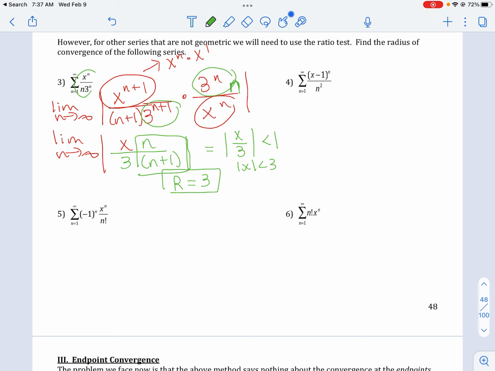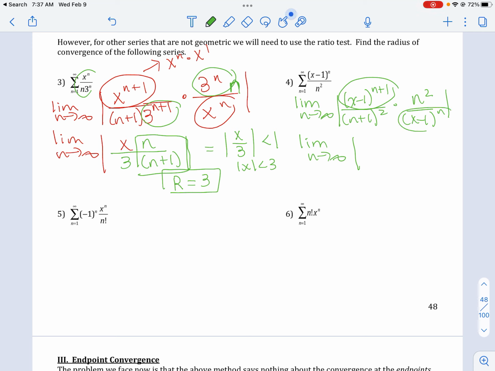Okay, try the same thing with the next one. So I'm going to set up my ratio test. Again, if it is not a geometric series, and it's not because I have this n squared on the bottom, the only way to find interval or radius of convergence is to use the ratio test. So the n plus first term, divided by the nth term.